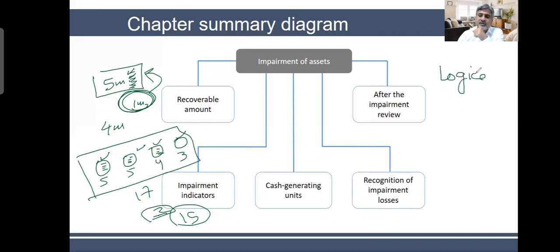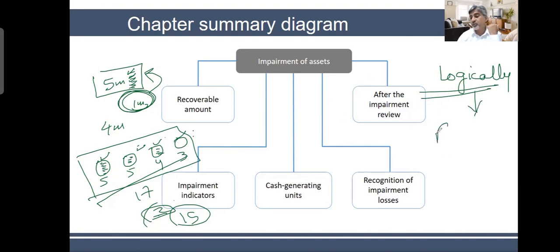So once our logic is clear, then we will be able to understand. If it is on one asset, very easy. If it is on one unit, how to split it between the assets of that unit. If it is at group level where you have multiple cash generating units, then first take this impairment to the individual cash generating unit, then within the individual cash generating unit, charge it to the different assets. But the logic, the principle, we will follow the same. So the same principle will apply. So it should not be very difficult.